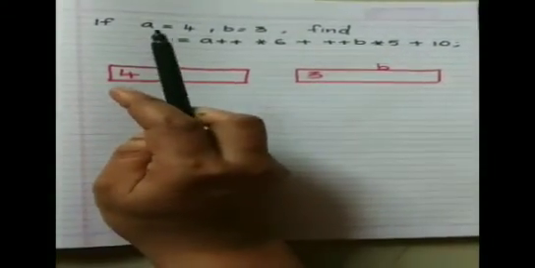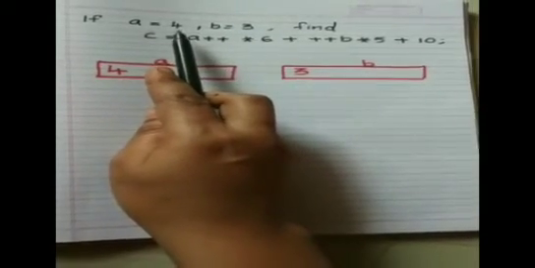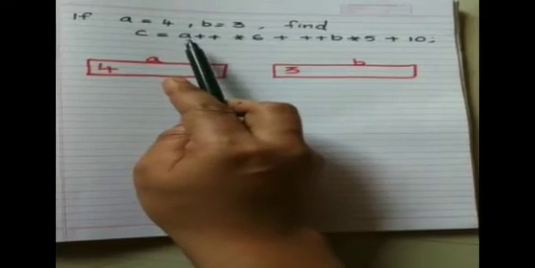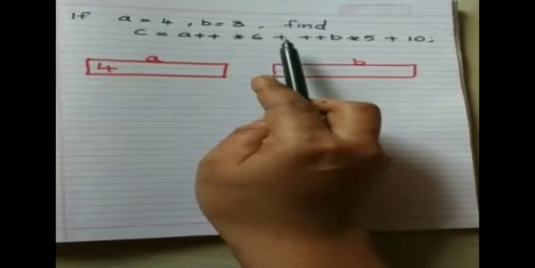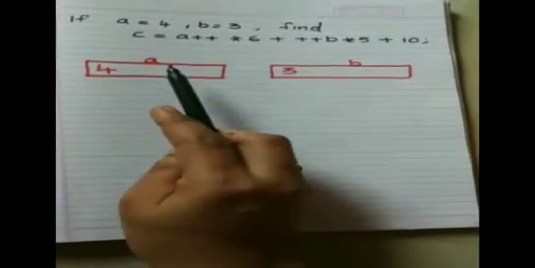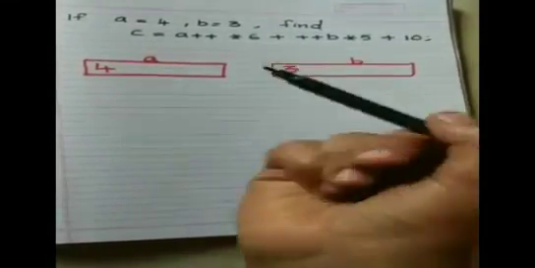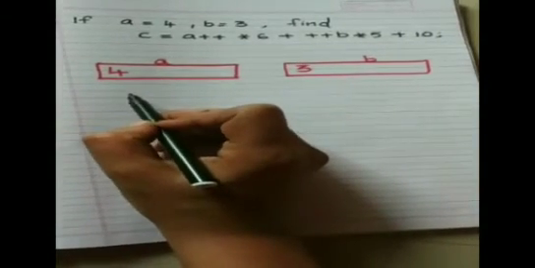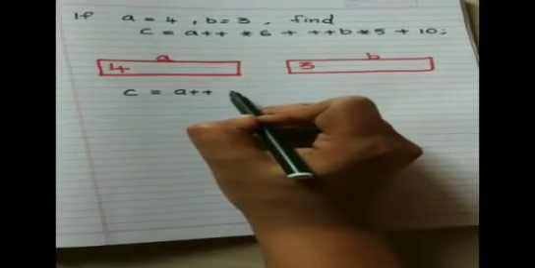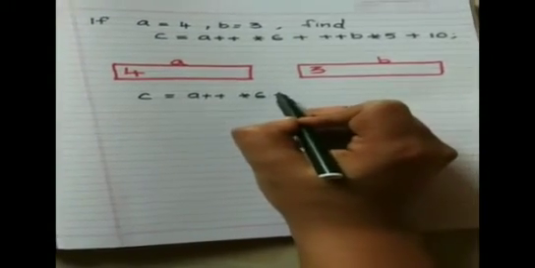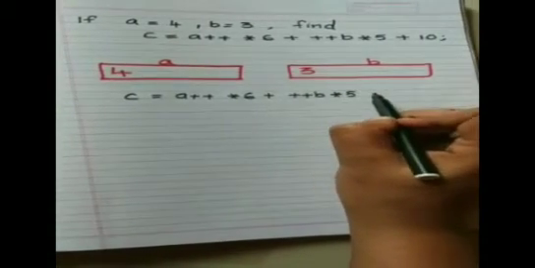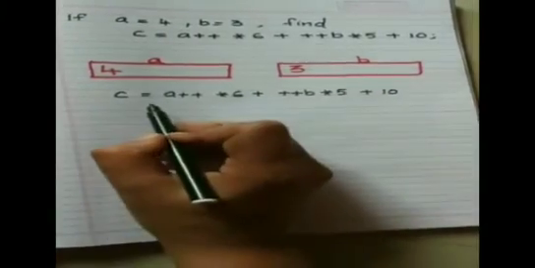Your next example is, if A is equal to 4 and B is equal to 3, you have to find C is equal to A++ * 6 + ++B * 5 + 10. So your A value is 4 and B value is 3. We will rewrite it again. So C is equal to A++ * 6 + ++B * 5 + 10.